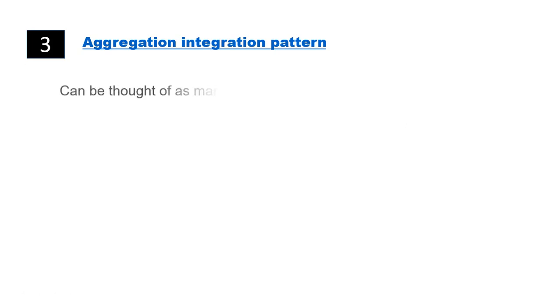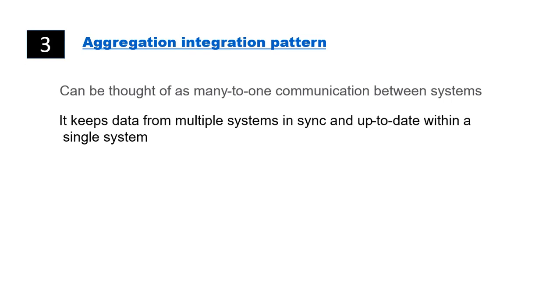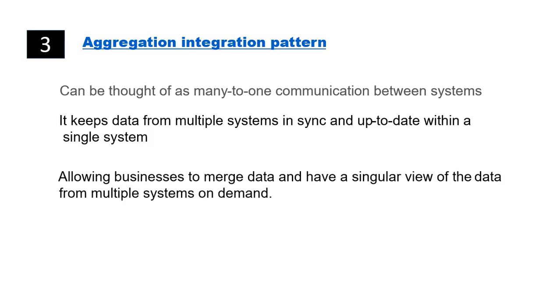And the third point here is the aggregation integration pattern. It can be thought of as many-to-one communication between systems, and it keeps data from multiple systems in sync and up to date within a single system, allowing businesses to merge data and have a singular view of the data from multiple systems on demand.